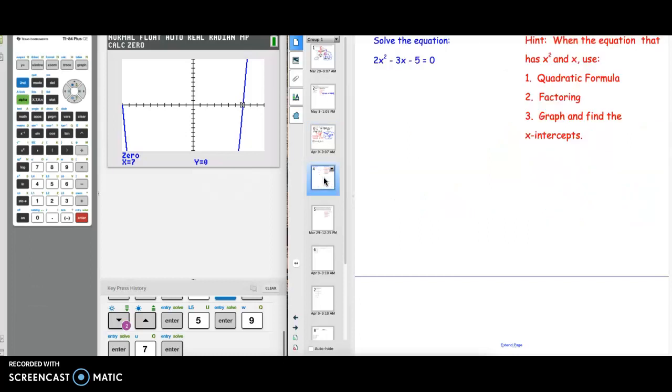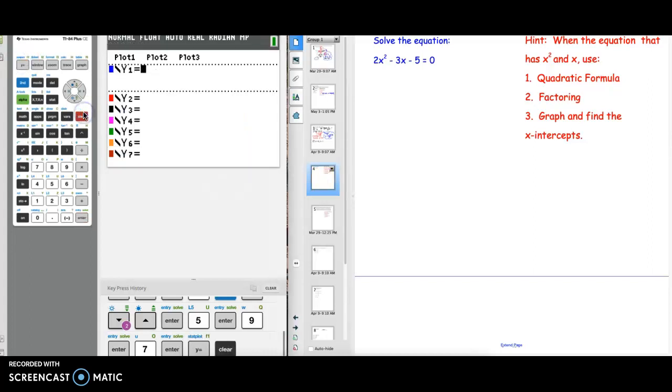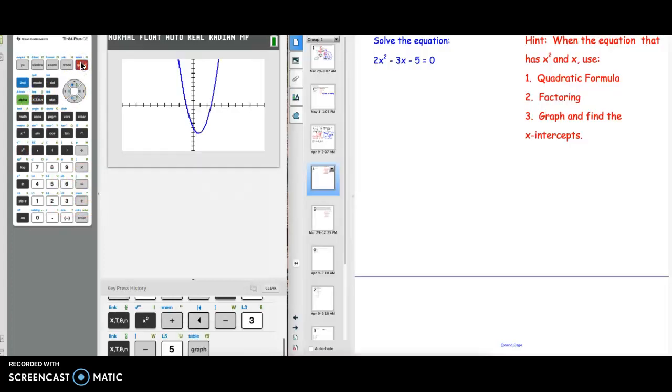Solve the equation. This one, lots of options again. So I'm going to go through and show you the graphing way again, because this is probably the fastest way to solve it, especially if it's multiple choice. You can go ahead and find the closest thing. I'm going to guess that this is x equals -1 and x equals 2.5. So with multiple choice, I could just go ahead and pick the one that's closest to that.